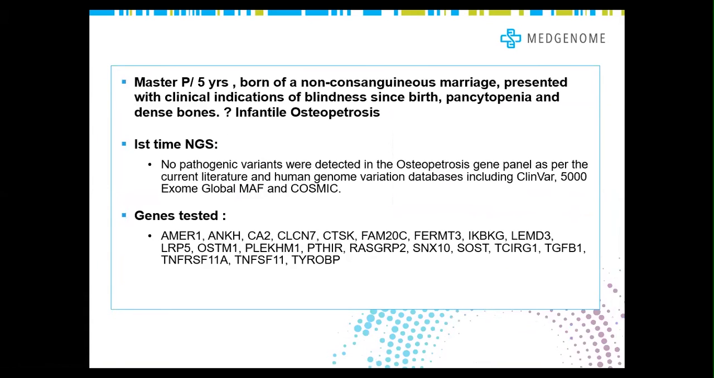This is another case in which the child was suspected of infantile osteopetrosis. Now, infantile osteopetrosis is a very typical finding, and just an X-ray is the diagnostic test for this, and it should not be missed. But the first time the NGS was done, no pathogenic variants were detected in the osteopetrosis gene panel. So we gave them the list of the genes which were tested, but we didn't find any pathogenic variants.